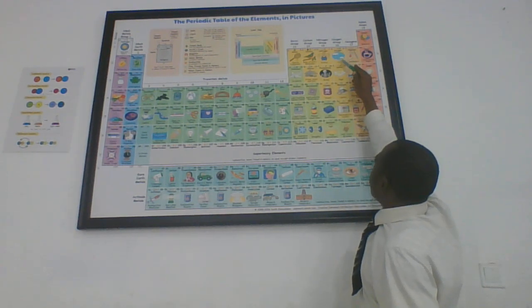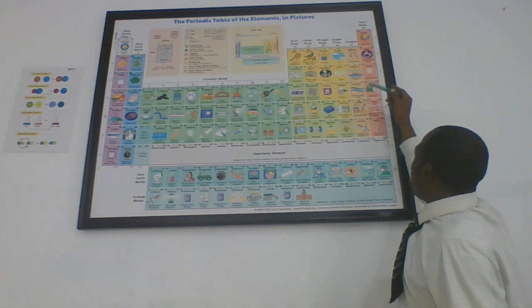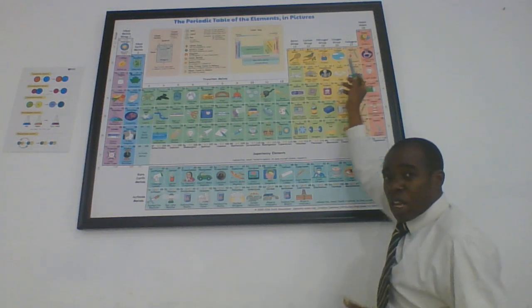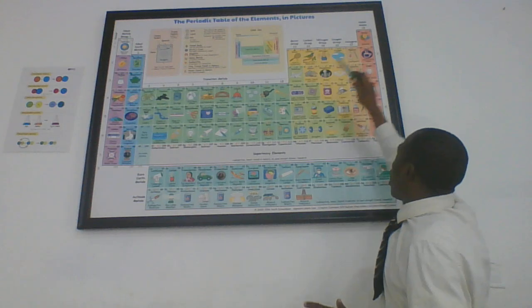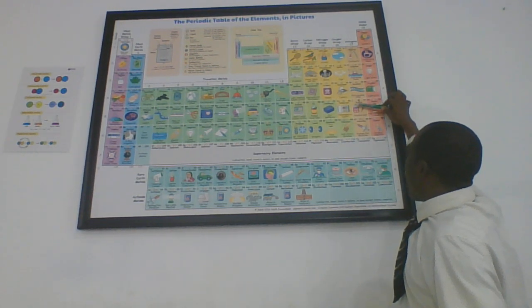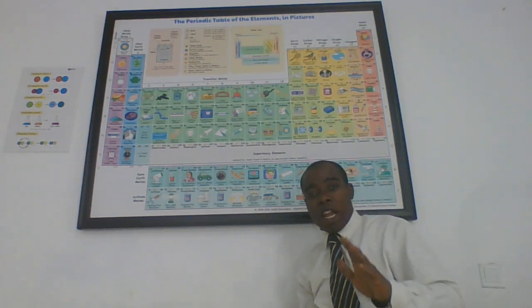So where there are oxygen, sulfur, selenium, tellurium, polonium, and then we move on to group 7. This is the halogen family. Group 7 is another unique family on the periodic table. So we have the halogens, that's fluorine, chlorine, bromine, iodine, astatine. These are the group 7 elements.